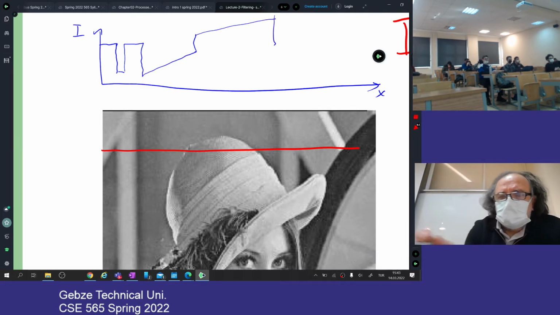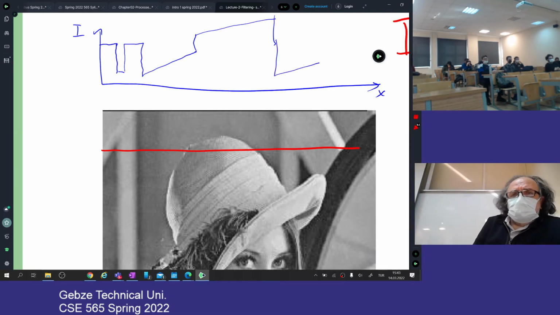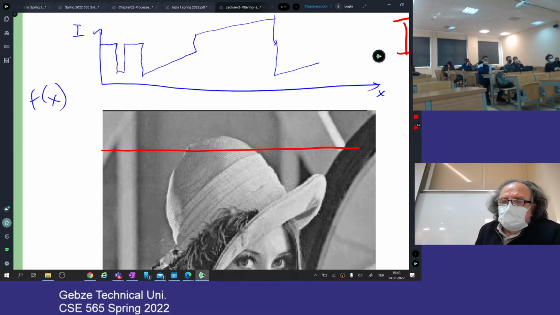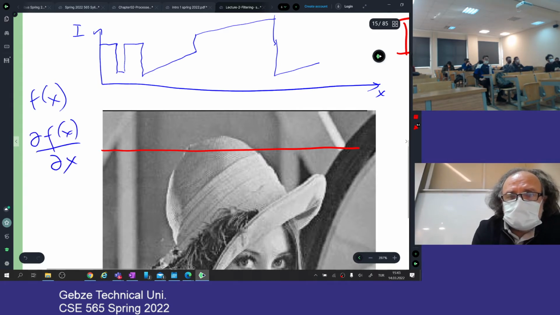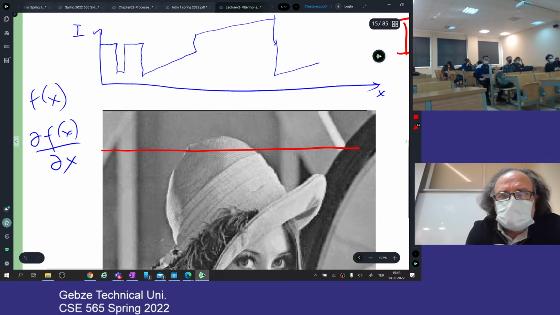You know what I'm doing, right? It is way down, then it does that. So as you see, I can see this like a function, right? f of x, where x is the column number and f is the intensity for that line. If I take the derivative of this function f(x) with respect to x, what would you get? It looks like this will be my derivative.